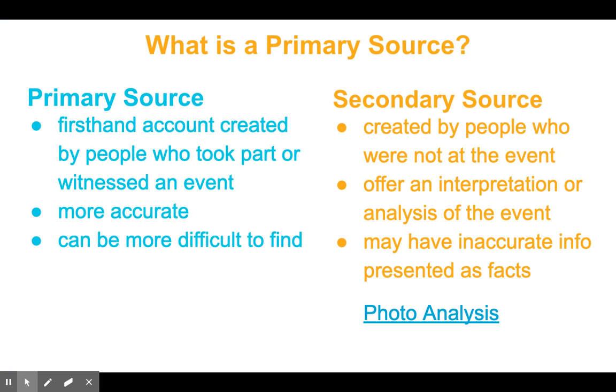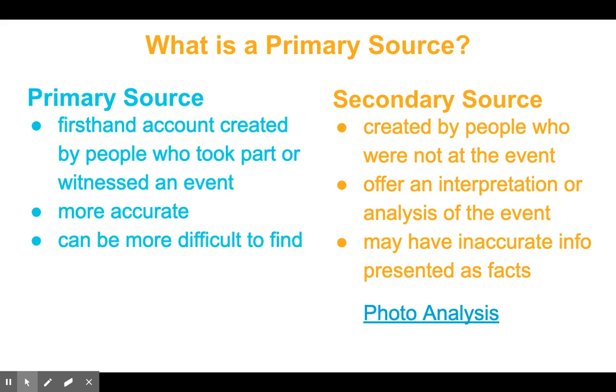A primary source is a first-hand account that was created by people who took part in or witnessed an event. Primary sources are more accurate than secondary sources because they were created by people who are there, but they can be more difficult to find, especially for something where we're going far back into history or maybe something where there weren't any survivors, like the lost colony of Roanoke.